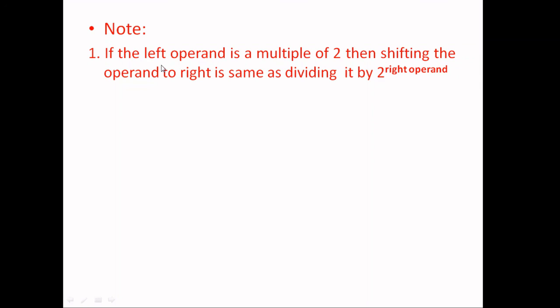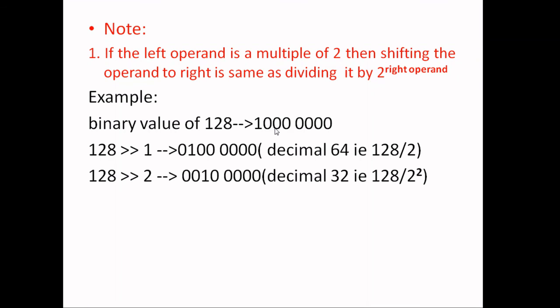Similarly, if we have 128 operated with >> 2, we will shift the bits 2 places towards the right. That means 1 will be shifted to the third place. It has shifted. So 128 will be converted to the decimal 32. So this decimal is 32.